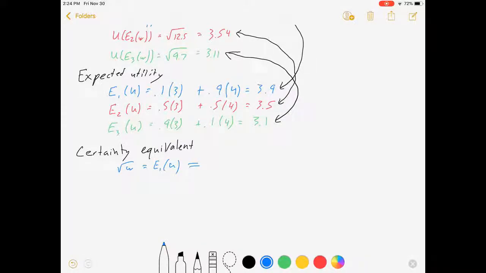So what does this mean in English? Well, not really in English, but it means that I'm looking for some W where its square root is 3.9. So W is equal to 3.9 squared, which is 15.21, which is our certainty equivalent.